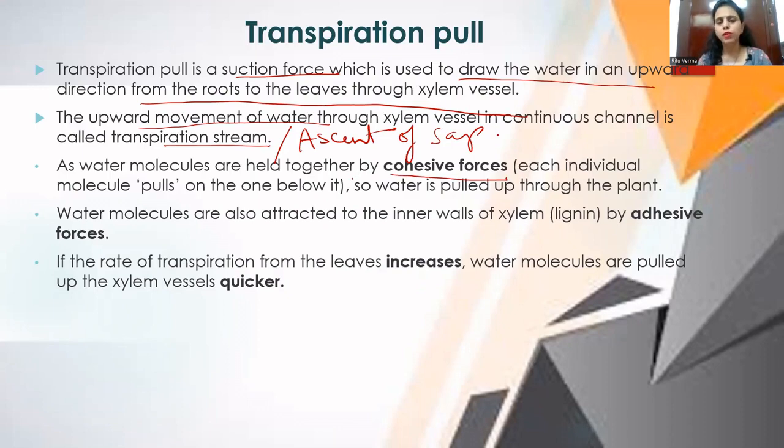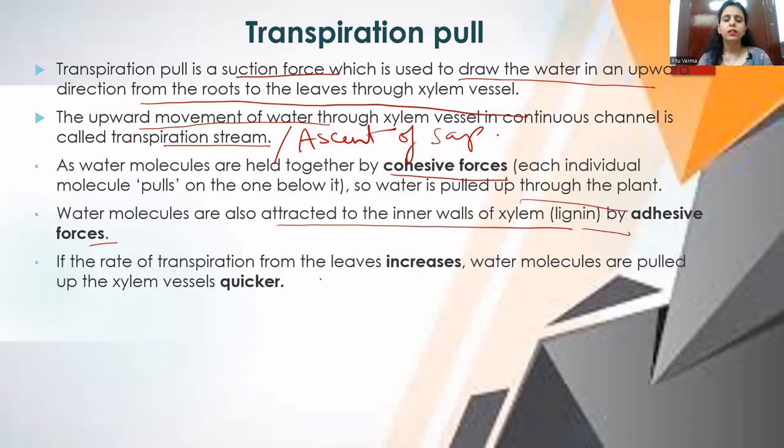These water molecules are held together by cohesive forces of attraction. That means each individual water molecule pulls another water molecule when it moves further. And because of this cohesive and adhesive force, water is able to move up in the plant. Water molecules are also attracted to the inner walls of xylem, that is lignin, by adhesive forces.